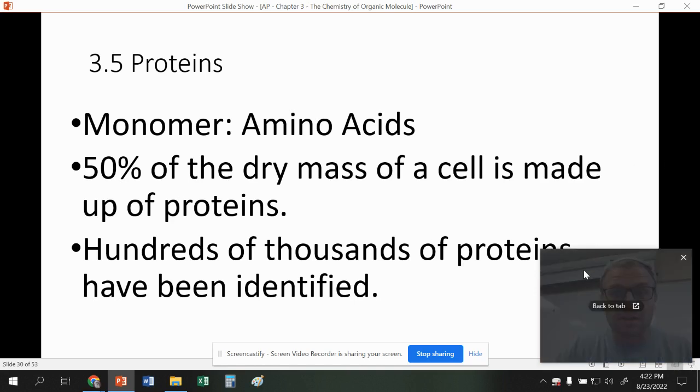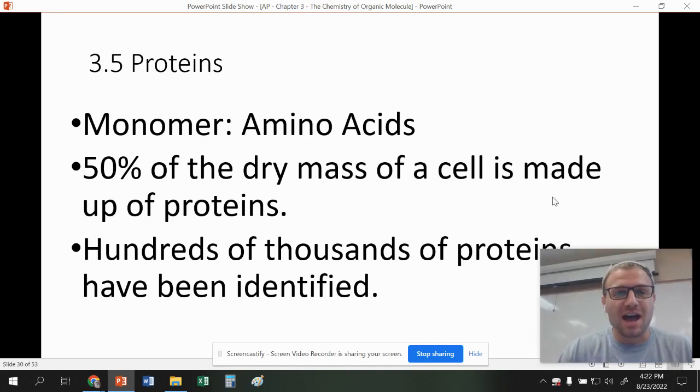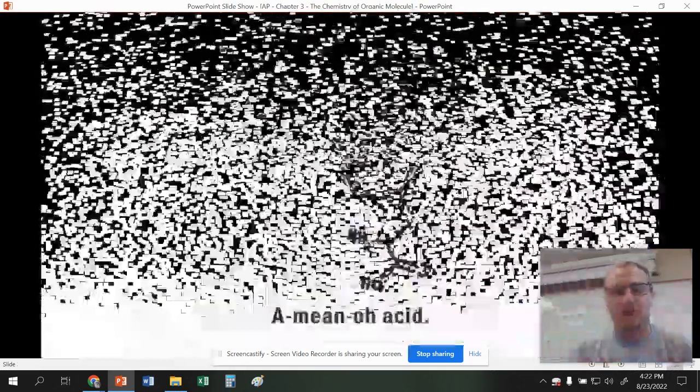And there are hundreds of thousands of different proteins. I would actually say, just for humans, there are millions of proteins out there. Proteins are everywhere.